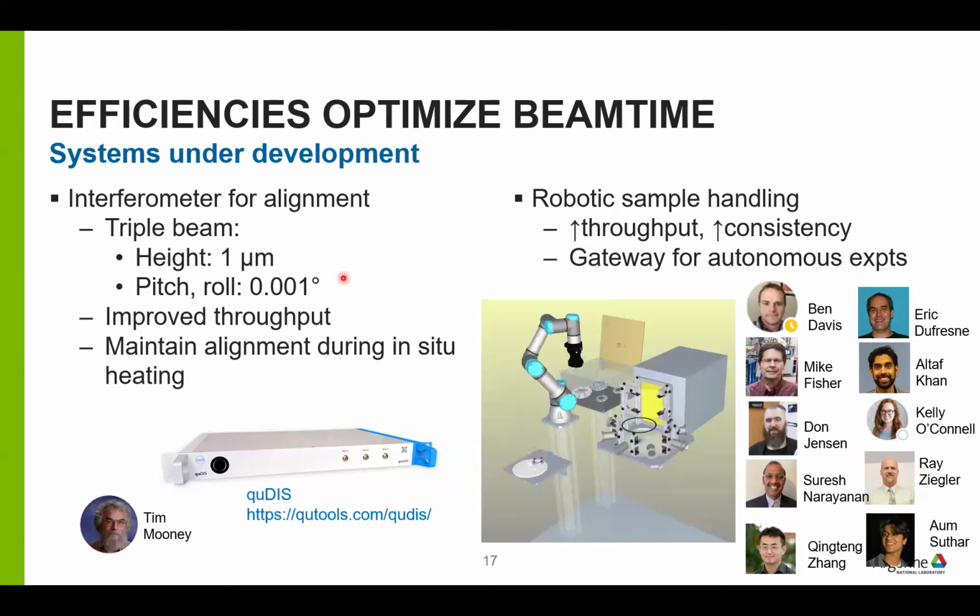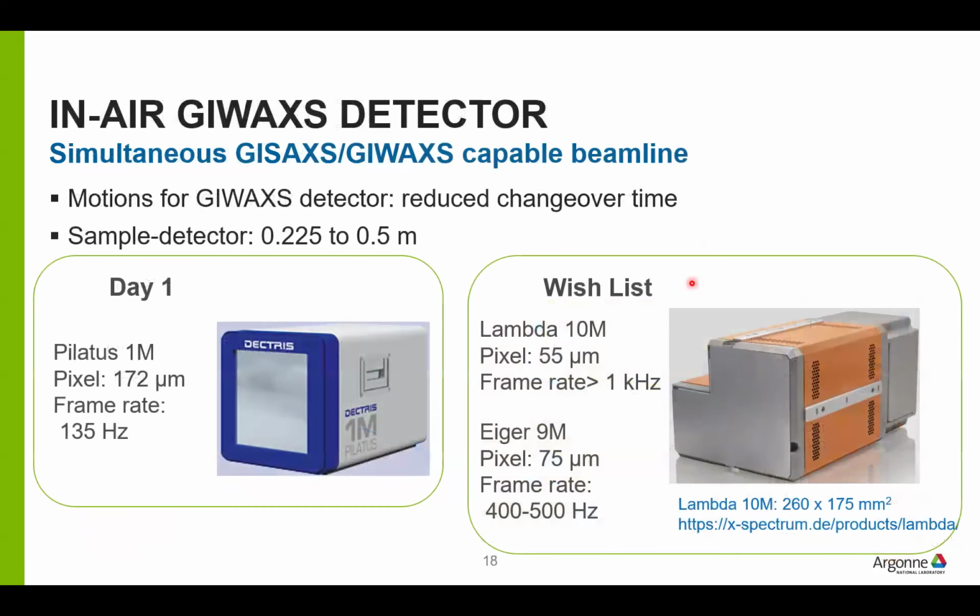So we're working on developing an interferometer system for alignment that should speed things up. And for routine survey measurements, a robotic sample handler to make that faster as well. So then moving further downstream, we have our in-air GWAX detector.